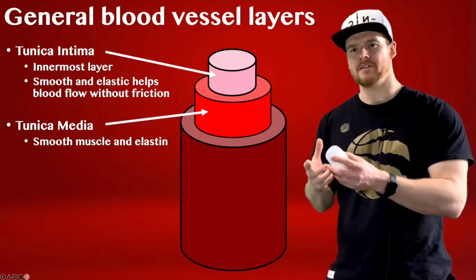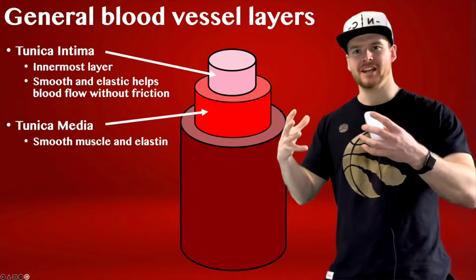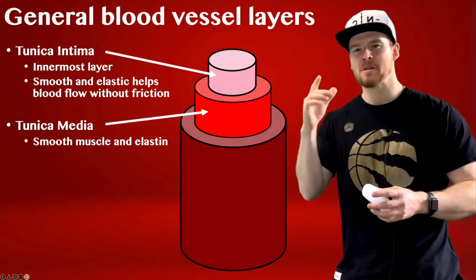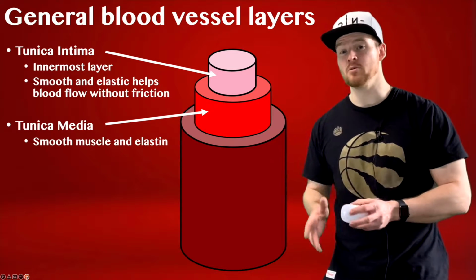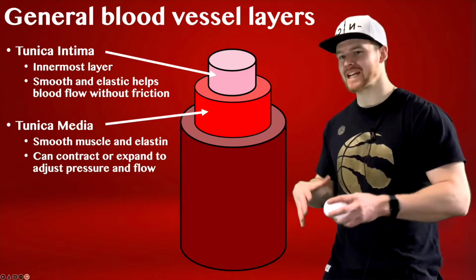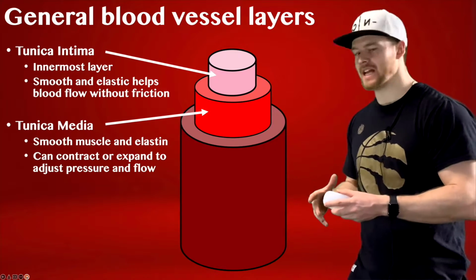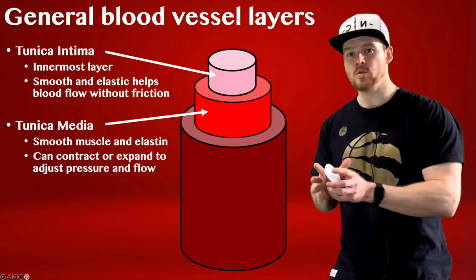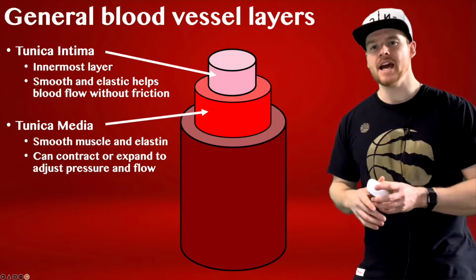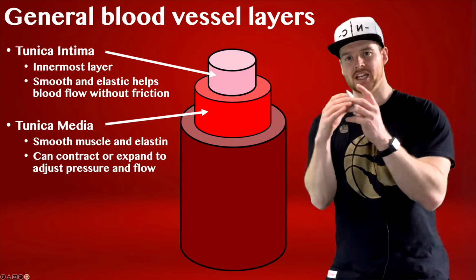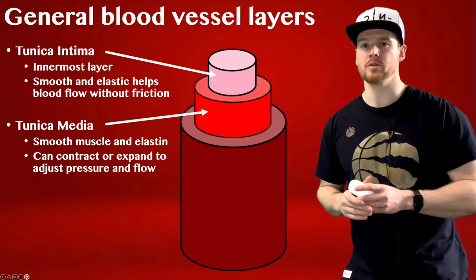So even though we don't think of blood vessels as muscles, these aren't big, strong muscles, they're quite small. But this smooth muscle is going to be really important as it can allow for expansion and contraction of the blood vessel. If it needs to allow a larger amount of blood to flow through, it can open up and dilate. And if it needs to have less blood flowing through, it can constrict and have less blood flowing through it.